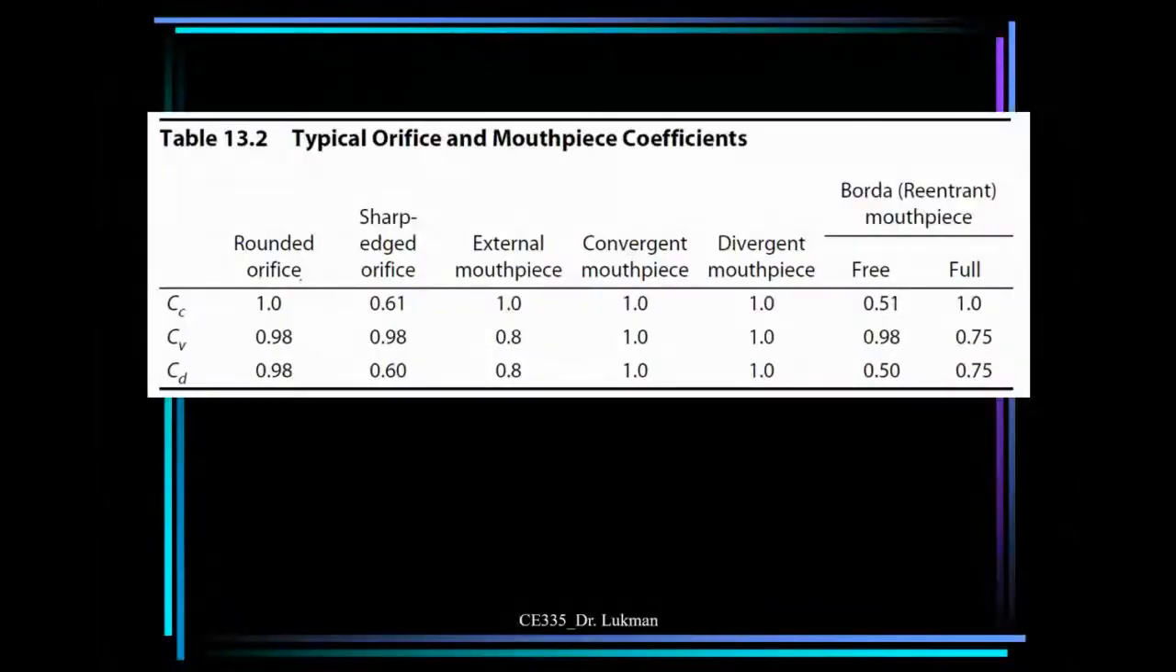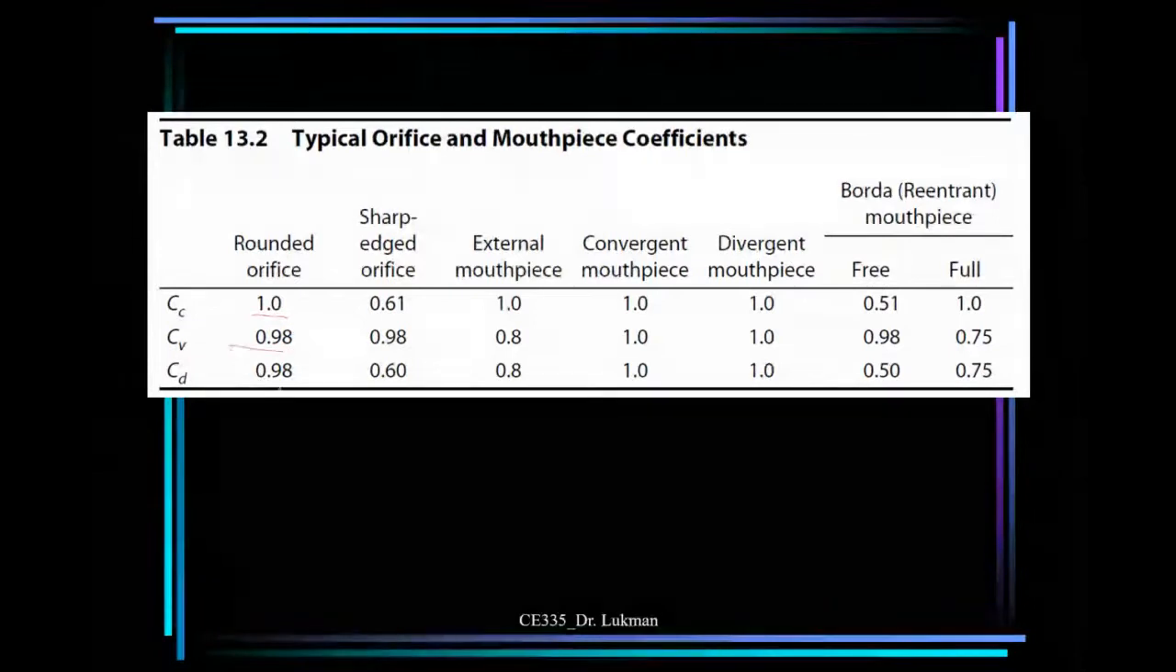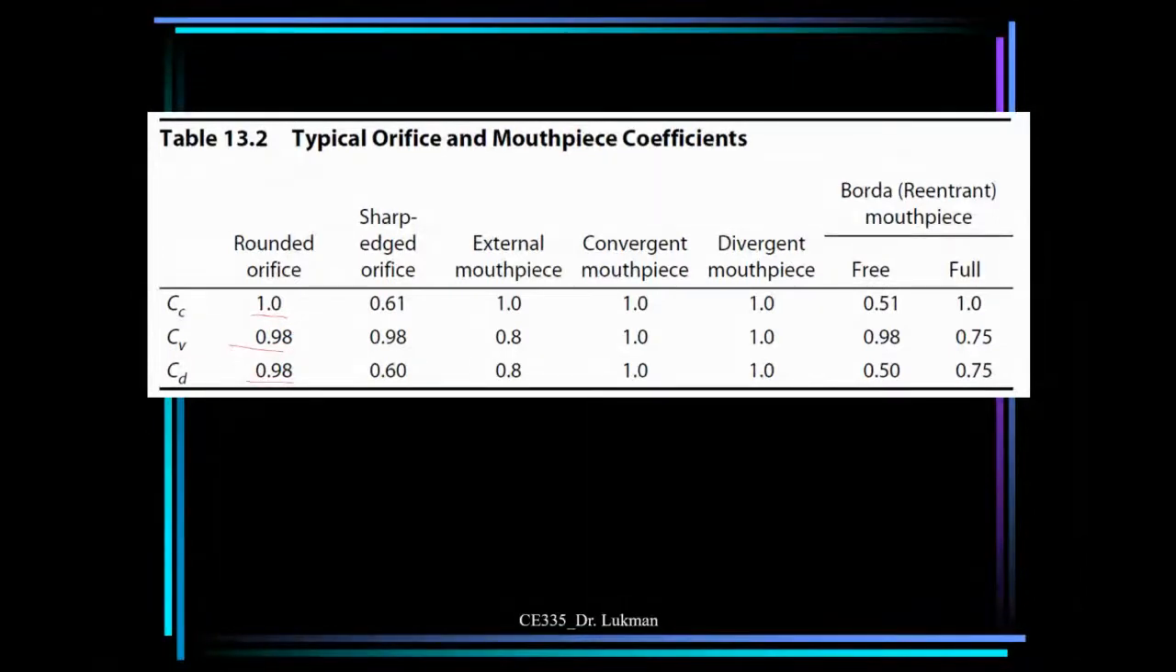For a rounded orifice, CC equals 1, CV is 0.98, and CD is 0.98, which is good. So we'll have good discharge using the rounded orifice. For a sharp-edged orifice, the coefficient of contraction is 0.61. This one is 0.98, and this is 0.6. So this one will have less discharge compared to the rounded orifice.